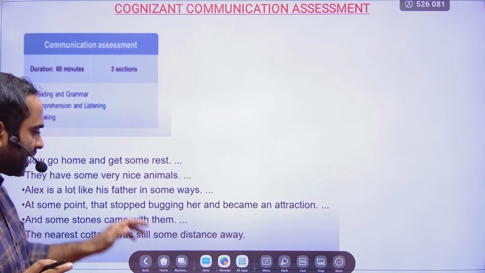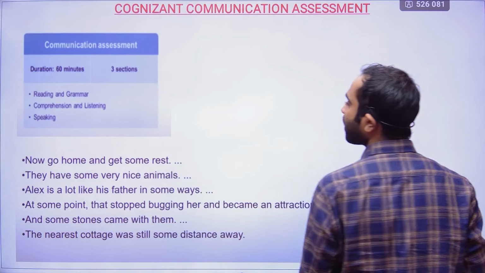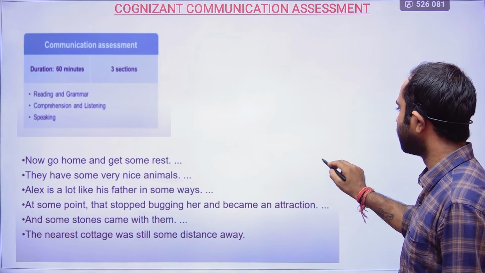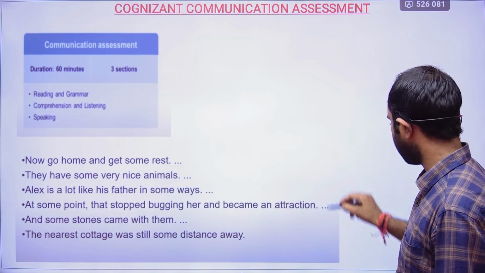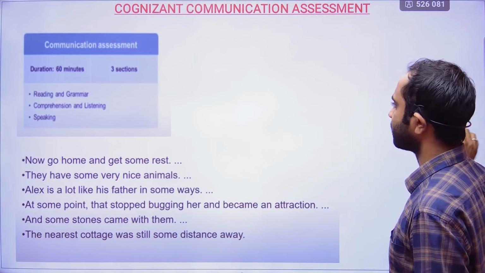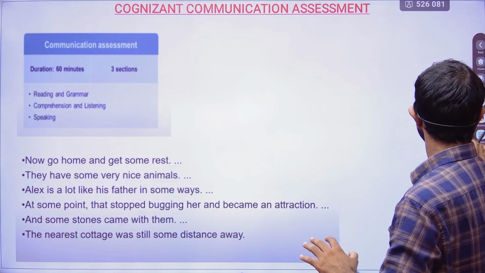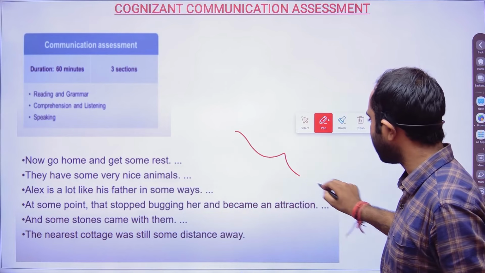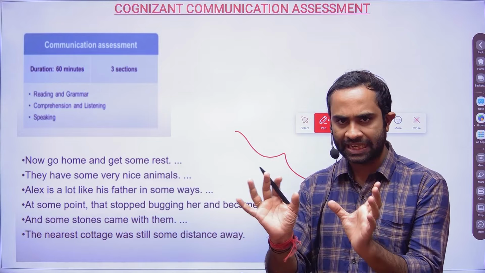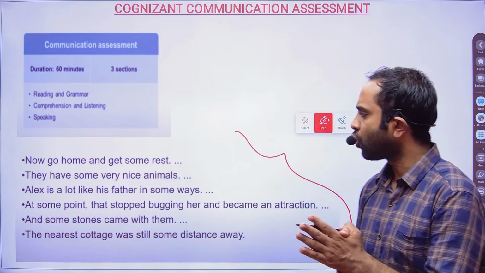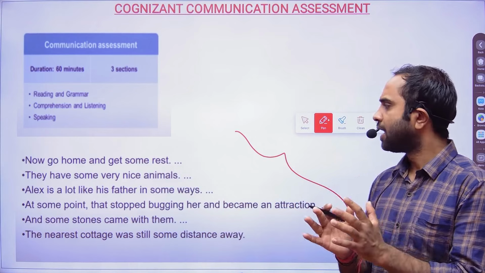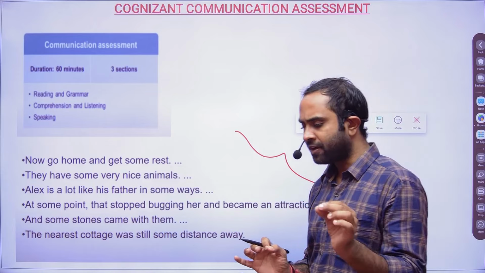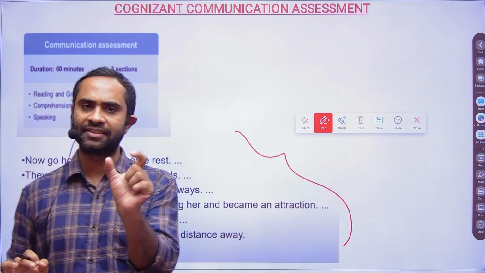Now friends, one example of reading and grammar. Here sentences will be given to you and you have to read them. Like, 'Now go home and get some rest.' You will be able to see the sentences in front of your screen, and you have to read them. So you will be reading: 'Now go home and get some rest.' 'They have some very nice animals.' Friends, basically you have to read the sentences clearly.